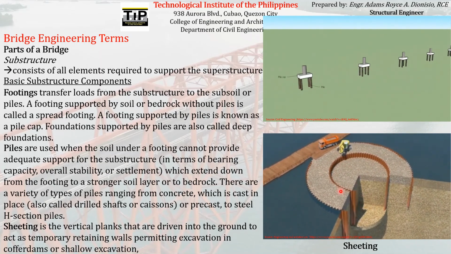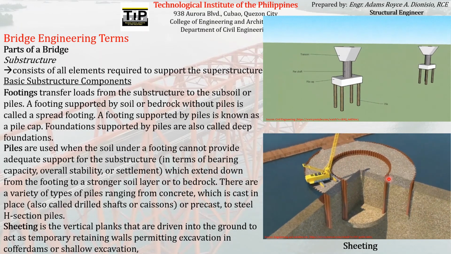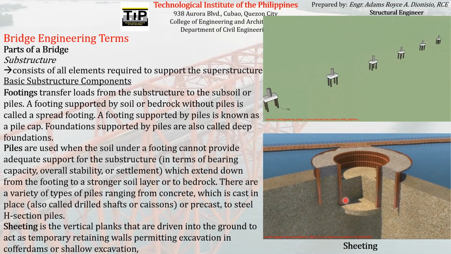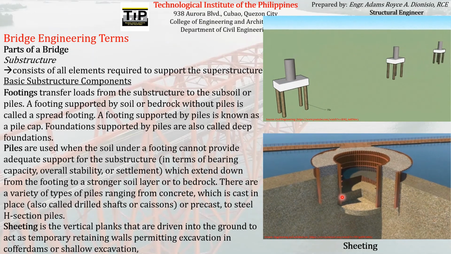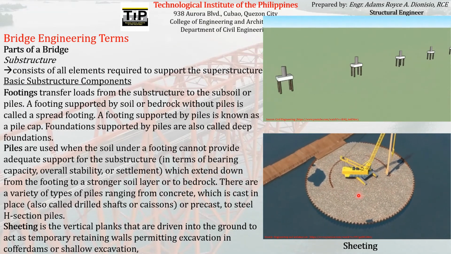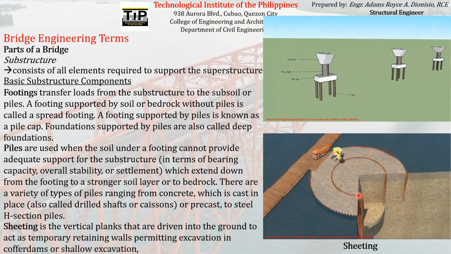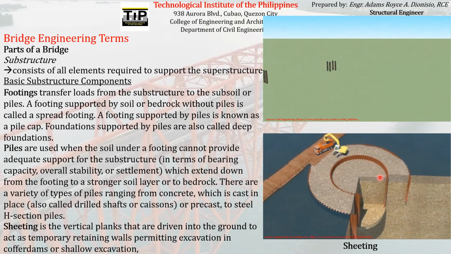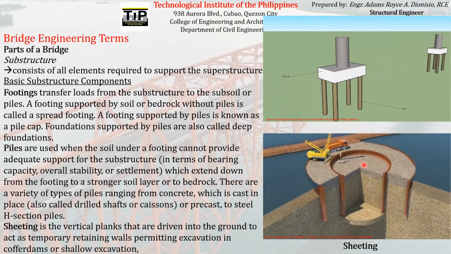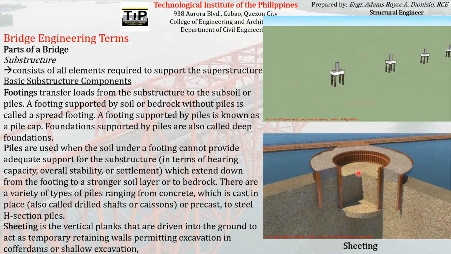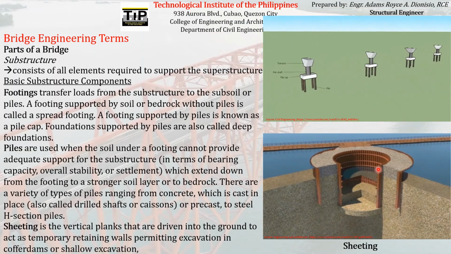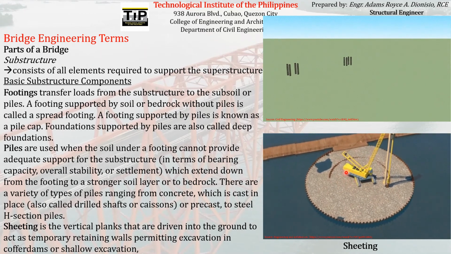until we have an enclosed space. We insert a series of vertical planks beneath the earth, beneath the water surface, until we have an enclosed surface like this one. When we already have an enclosed space like this, excavation of the earth beneath the water surface can already be started, as well as the drainage of the water inside the enclosed space made by the sheeting.